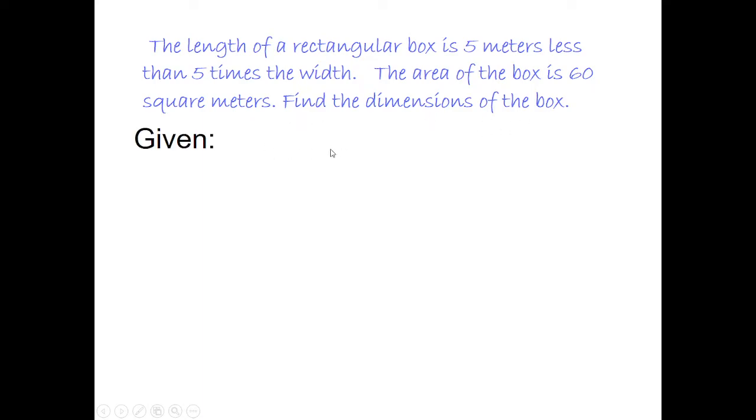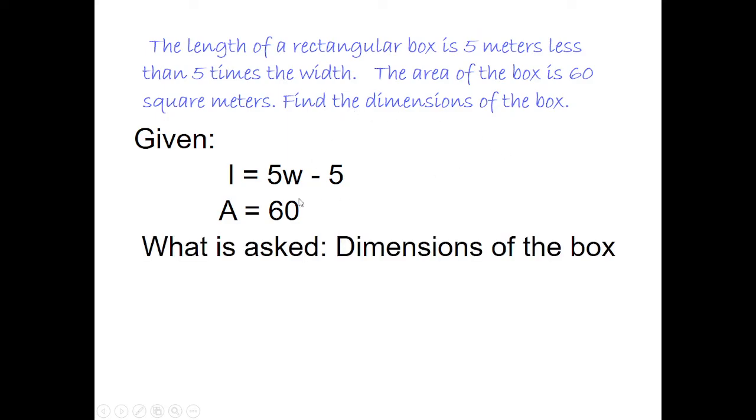So, kunin natin ang given. Ang given dito, represent natin itong 5 meters less. So, that will be minus 5. Then, 5 times the width. So, 5 times is 5w. Yun ay para sa length. So, the length is equal to 5w minus 5. Tapos, ang area niya ay 60 square meters. Ang hinahanap is dimensions of the box.